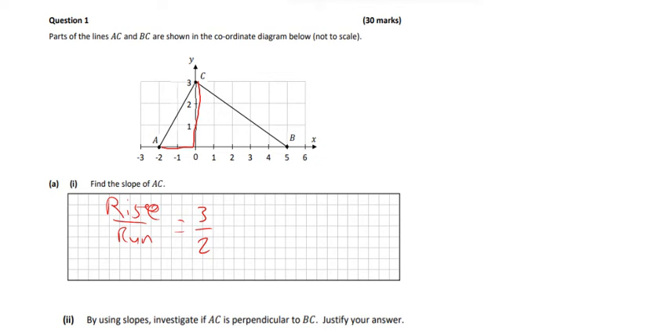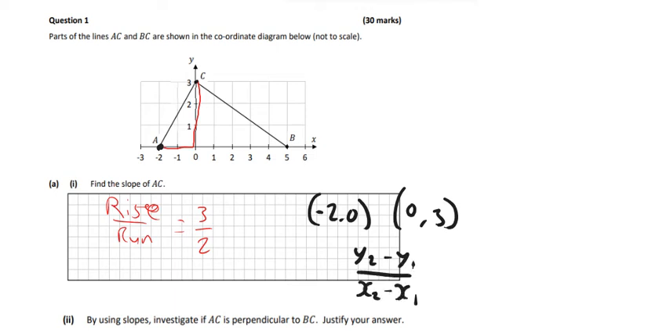What I'd expect a lot of people to actually do here, though, is to use the slope formula. So this point here is the point minus 2, 0, and the other point is the point 0, 3. And then you can use this formula in your log tables, y2 minus y1 over x2 minus x1. So that's x1, y1, x2, y2. So 3 minus 0 over 0 minus minus 2.